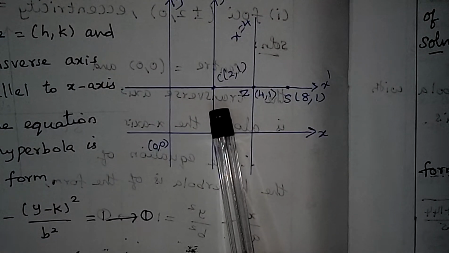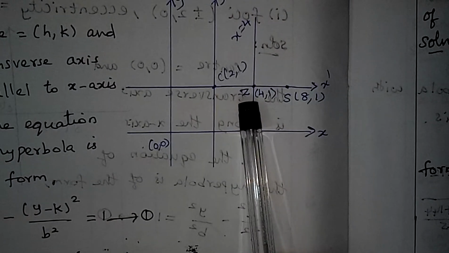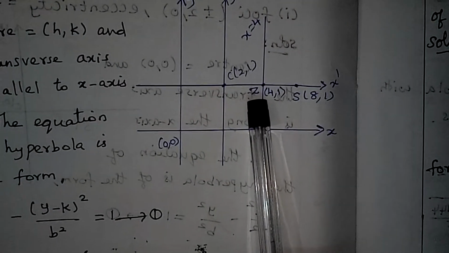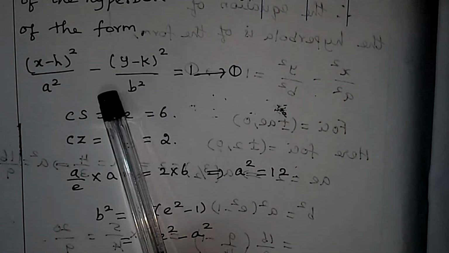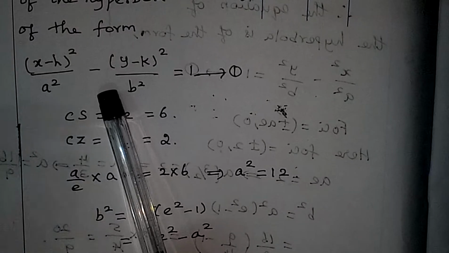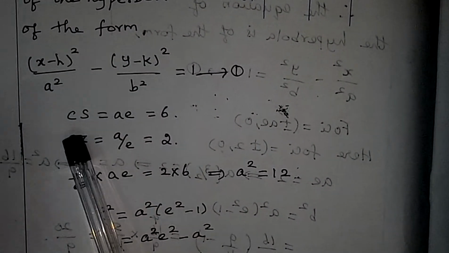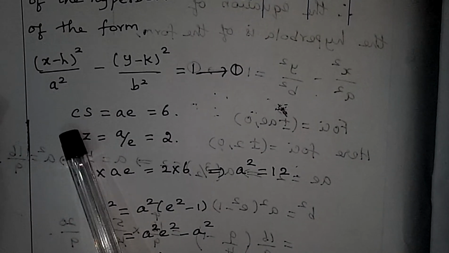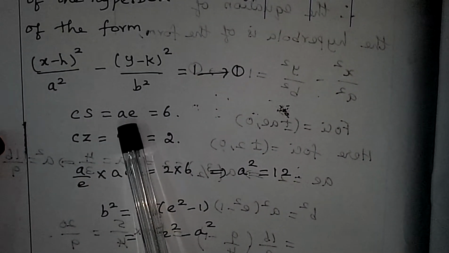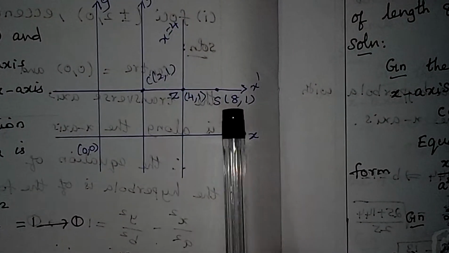So now we can find the distance between the center and this point Z. From the diagram, the transverse axis is parallel to the x-axis, so it will be of the first type only, but the center is not the origin. So the equation will be like this. Now we can find the distance between the center and the focus. Generally, the distance between the center and one of the foci is AE.